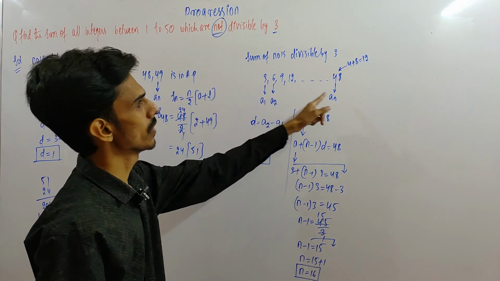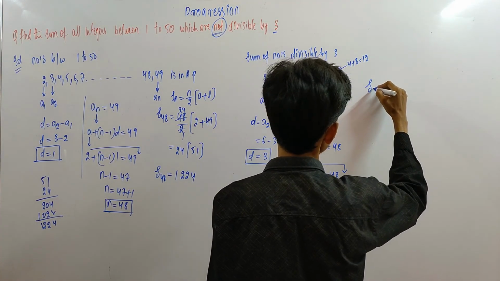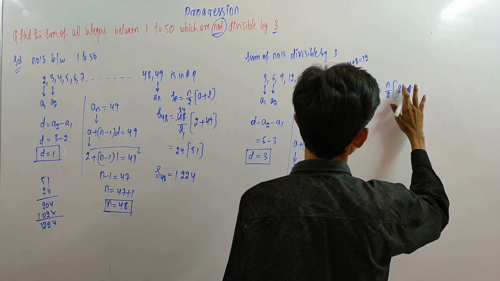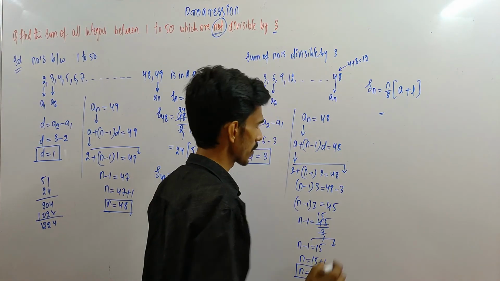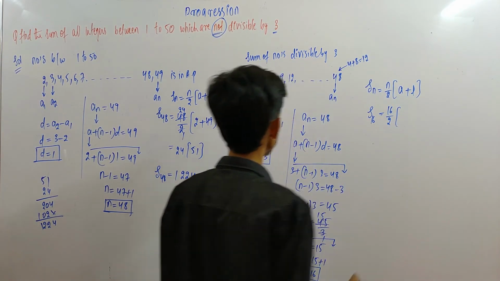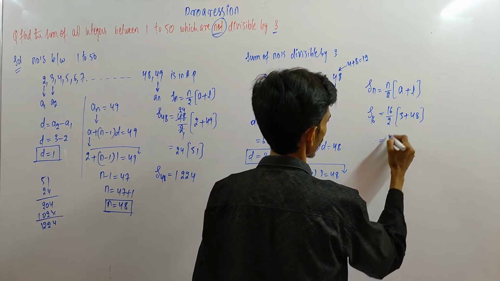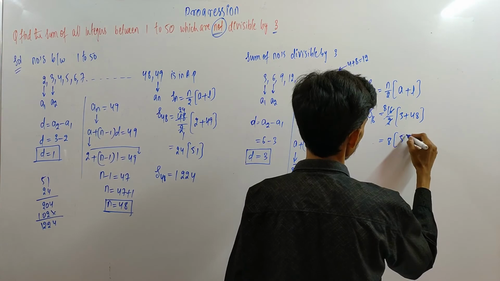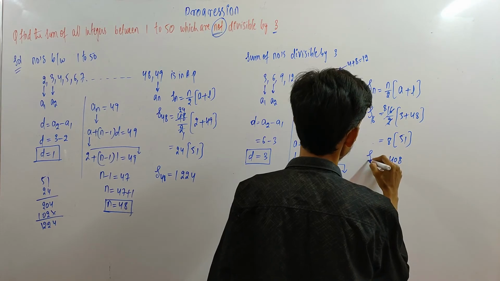We have 16 such numbers that are divisible by 3. Calculate Sn is n by 2 into (2a plus ...), let us take the shortcut formula, (a plus l). We have n is 16, so S16 is 16 by 2 into (3 plus 48). Now we have 8. This will become 51. 8 ones are 8, 5 eights are 40. So we have 408.